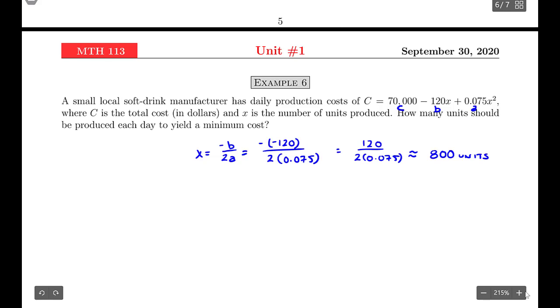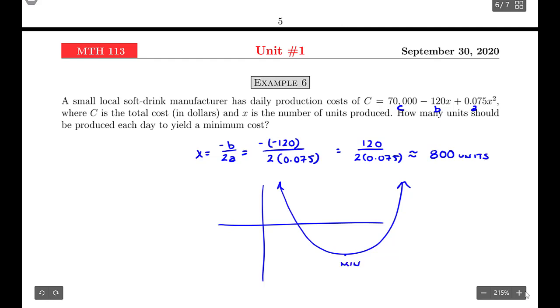So this manufacturer, if they want to keep their cost to a minimum, they want to produce 800 units. If they produce more than that, they're increasing their cost. And actually, if they produce less than that, they're increasing their cost. This isn't the exact graph, but this is kind of what it looks like. It's this parabola that opens up. At this vertex, this is where we have the minimum cost.